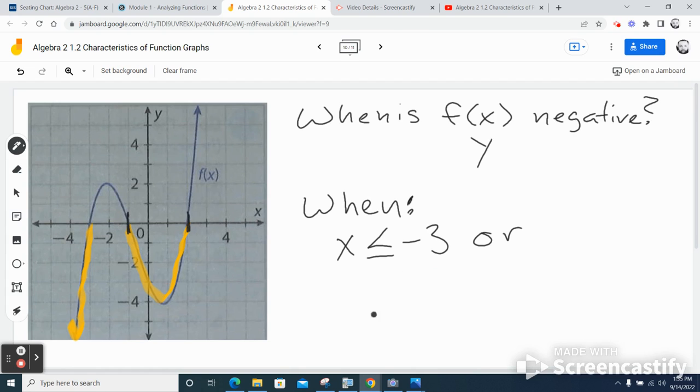or what about from here to here? What are the x values? How do I write that? What's the lower boundary for that interval? -1 to, well, what's this value for x? 2. That's problem number 9. That wasn't that hard, was it?